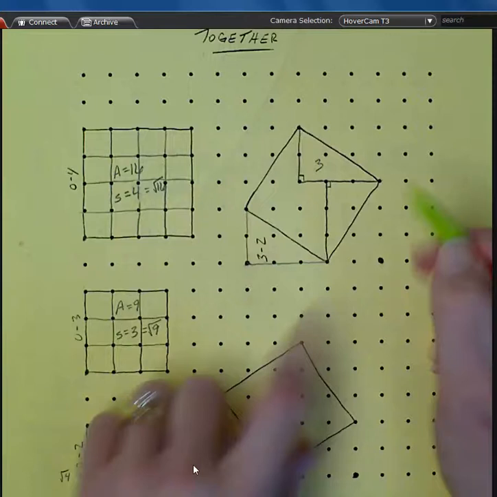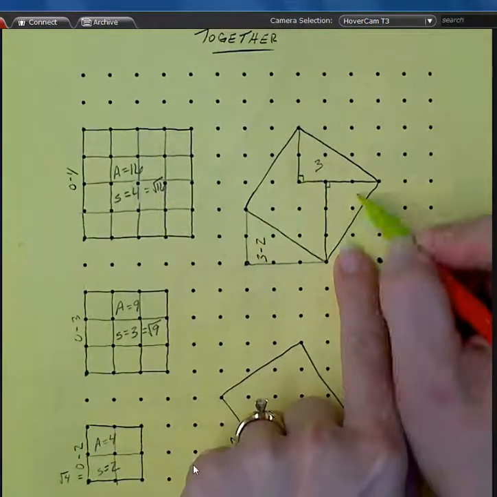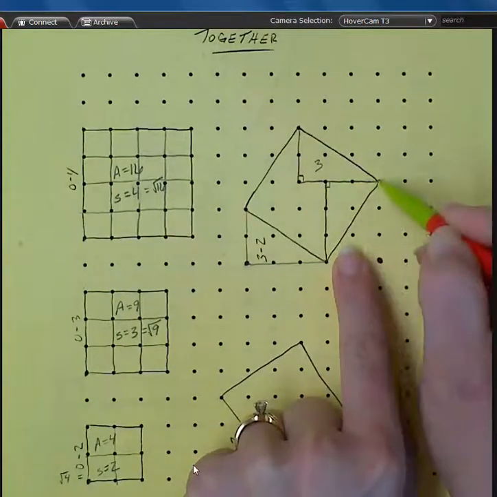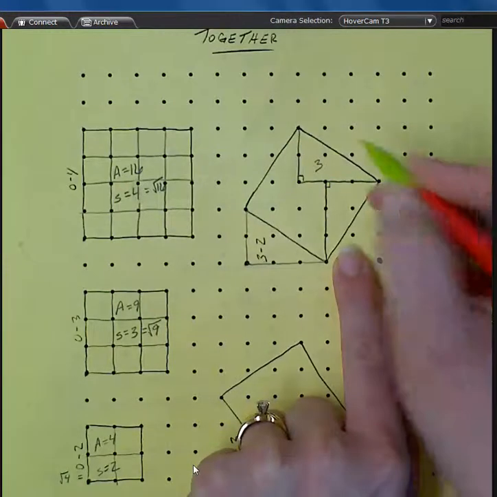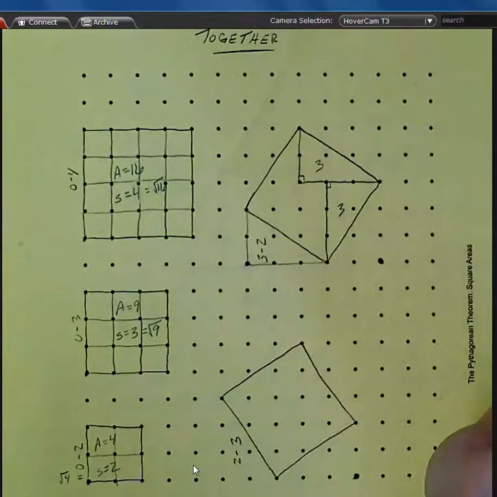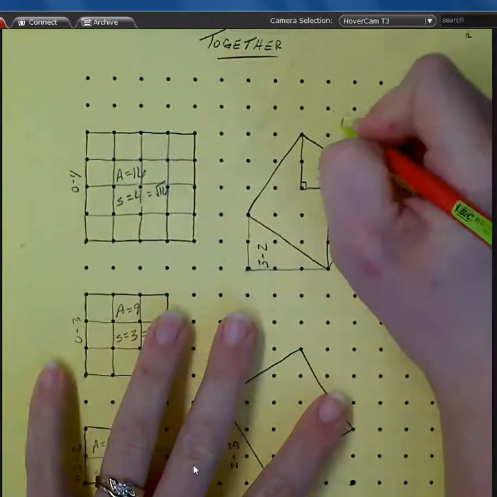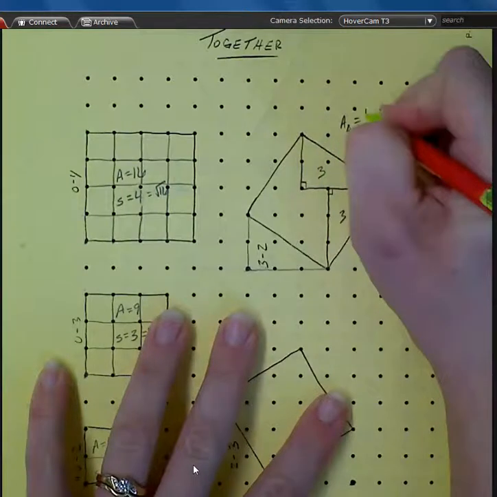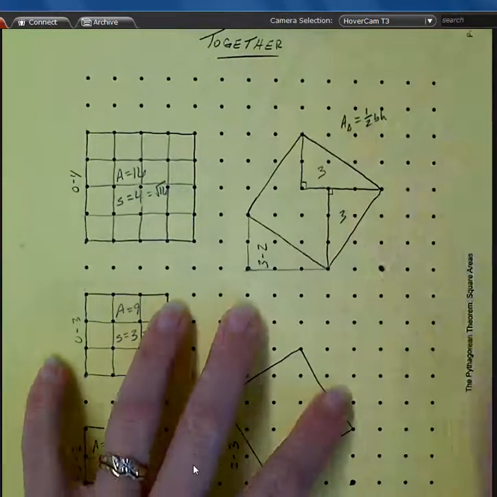What's the area of this space first though, Jess? What's the area of this space? If it's a 3 by 2, 3 times 2 is 6, and half of that is 3. Because the area of a triangle is half of the base times the height.